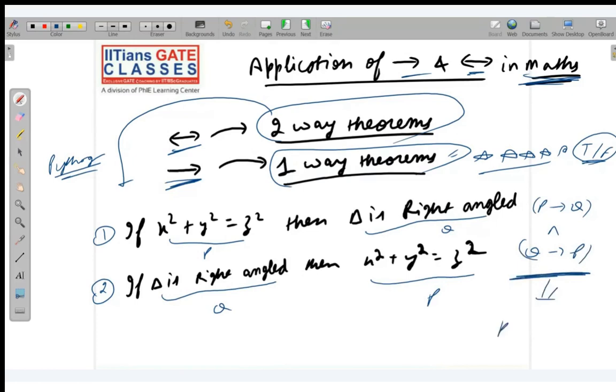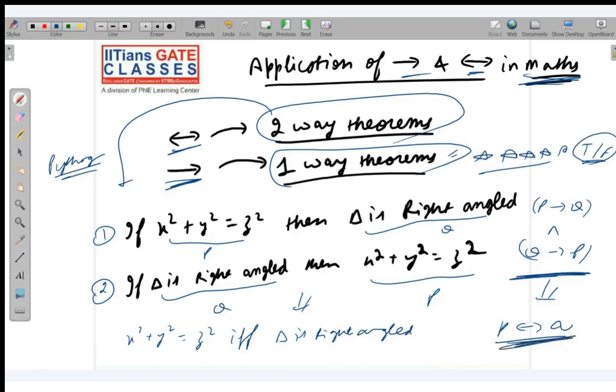So P implies Q and Q implies P, both are true. So finally, what conclusion can I draw? P double implication Q. So these two statements can be written like this: x square plus y square is equal to z square if and only if the triangle is right angled. Or you can write like this also: the triangle is right angled if and only if x square plus y square is equal to z square. So obviously 4 ways you can write it. In the next slide I will show you all the 4 ways.